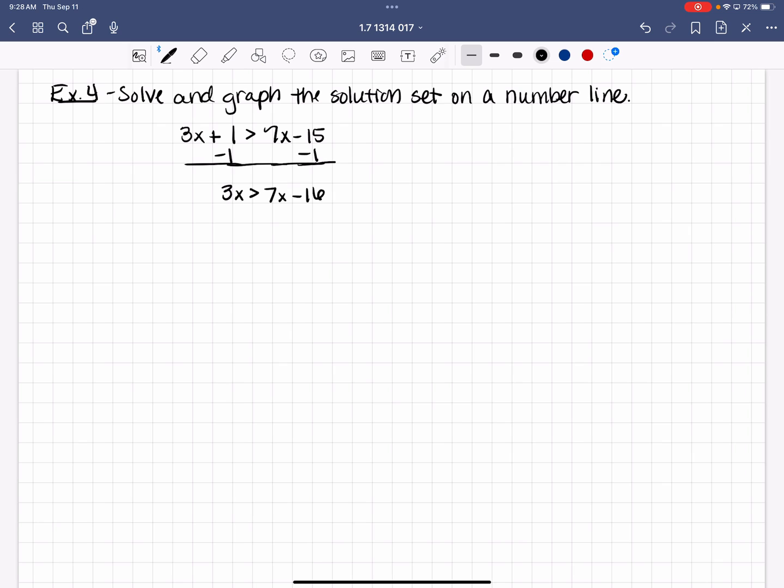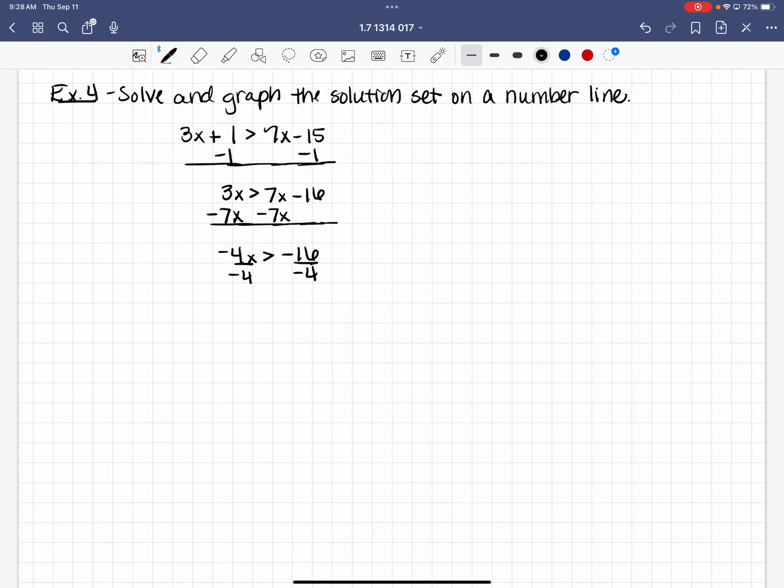I do it just like I would solve an equation. Then I'm going to subtract 7x from both sides. That's going to give me negative 4x is greater than negative 16. Now I need to divide both sides by negative 4.